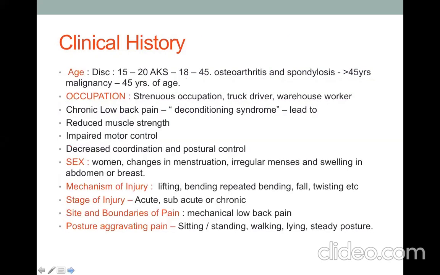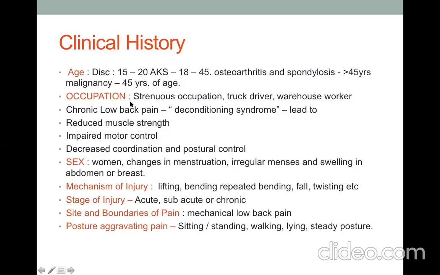Now, when you have a clinical history, this would be a subjective analysis. You first ask the patient their age. Now, I'll go through these slides a little fast. This usually happens during this particular age group. Okay. Osteoarthritis, where the degeneration starts to take place, and spondylosis, that is degeneration in the disc, basically at and above 45 years. Malignancy, any kind of cancerous or infections, above 45 years.